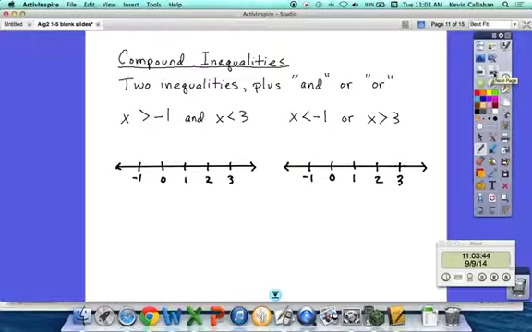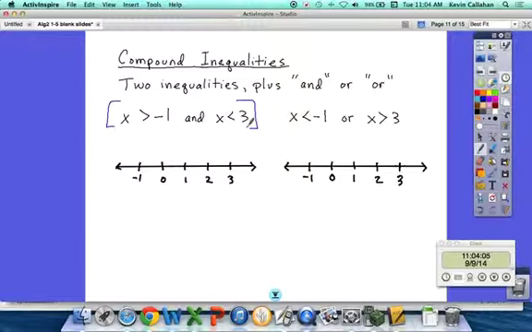All right, a compound inequality is when you've got two inequalities, and they're connected by the words either and or. If they're connected with the word and, it means that in order for the compound inequality, this whole thing, to be true, both of those statements must be true.